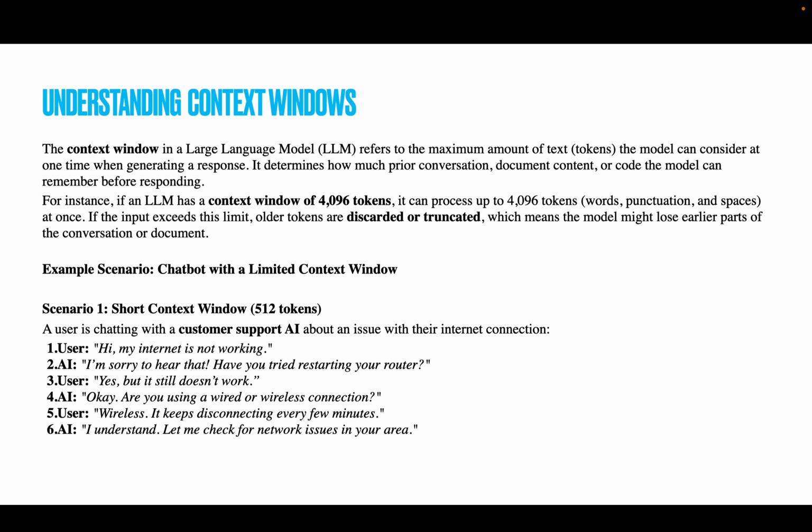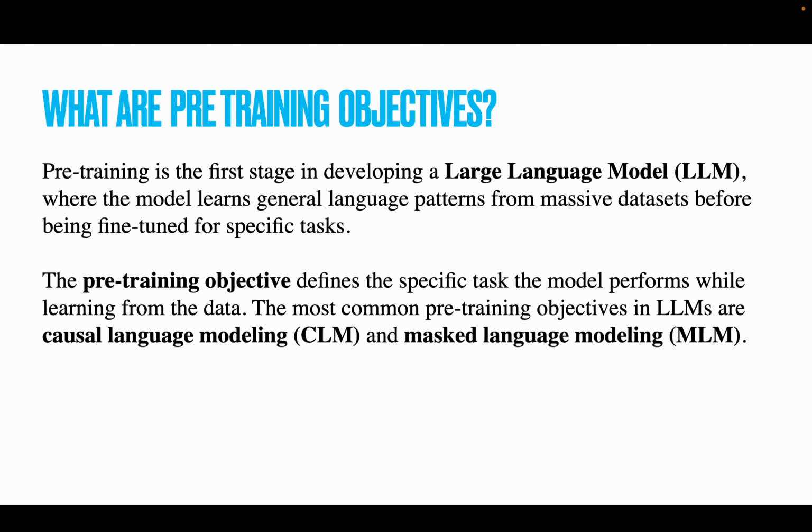So this is basically the context window. The maximum amount of tokens will be there. The LLM model will have the ability to remember more conversation and it gives more precise answers and stops repeating the same thing. Now we will learn about what are pre-training objectives.